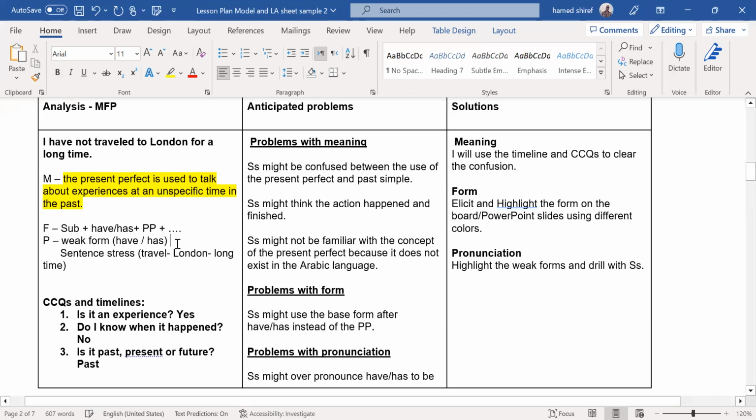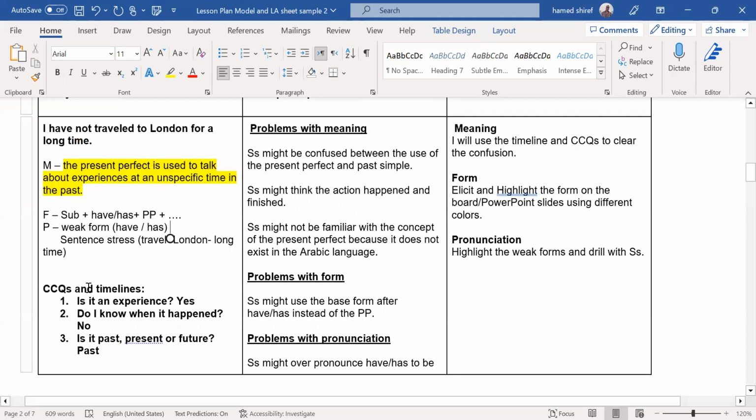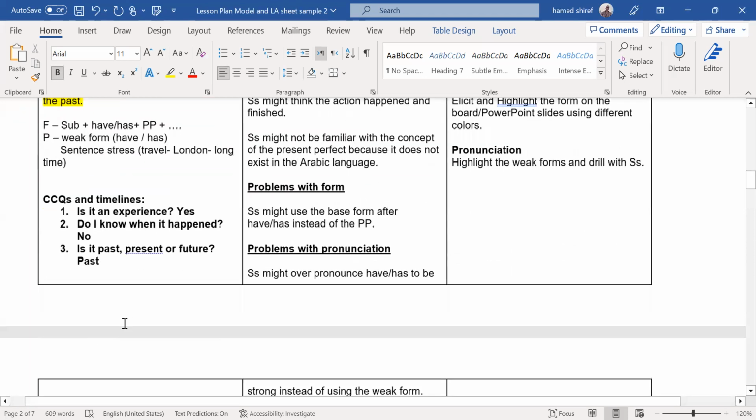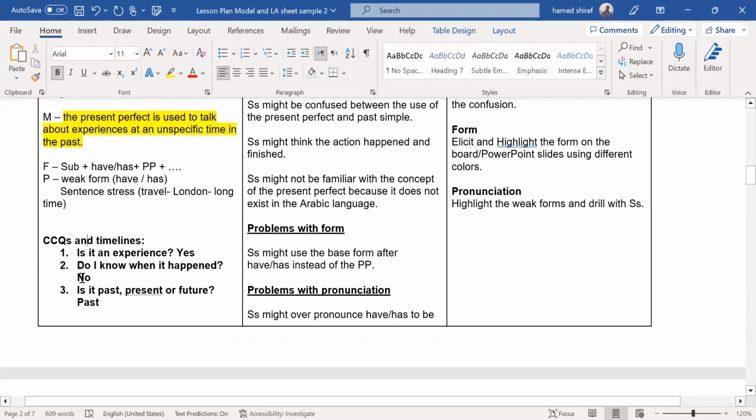For the weak forms of have and has, you will also need to mention the transcript. How do we pronounce them? And you can get that from a dictionary. Okay, down here, you can mention the CCQs and timelines if you're using any timelines. So these are the concept questions, and please remember to add the answers for these questions.